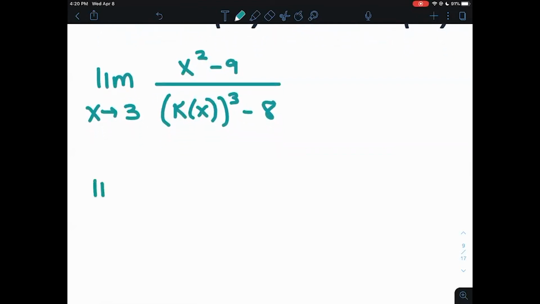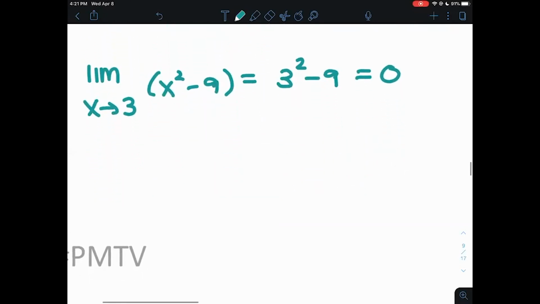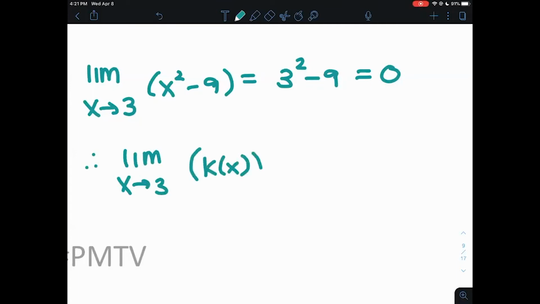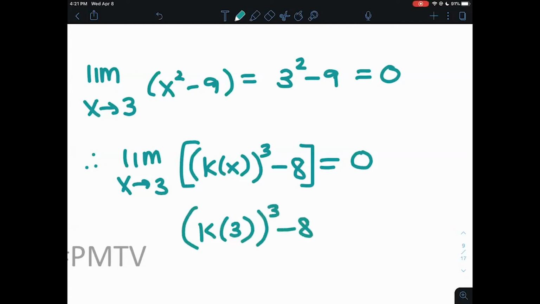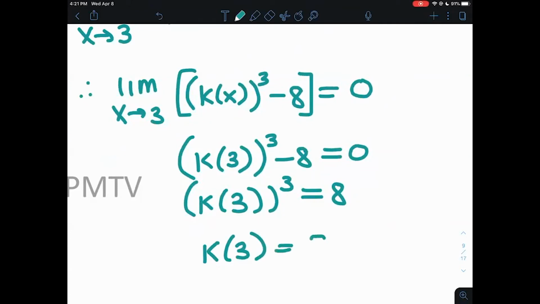Now, I know that if I'm looking at my numerator, the limit as x approaches 3 of x squared minus 9 equals 3 squared minus 9 equals 0, straight substitution. That therefore means that the limit as x approaches 3 of the denominator, k of x cubed minus 8, all of that is the limit, equals 0. That then tells me that k of 3, substituting in my 3, cubed minus 8 equals 0, or k of 3 cubed equals 8. Did I leave myself any more room to write this? Yes. k of 3 equals 2.